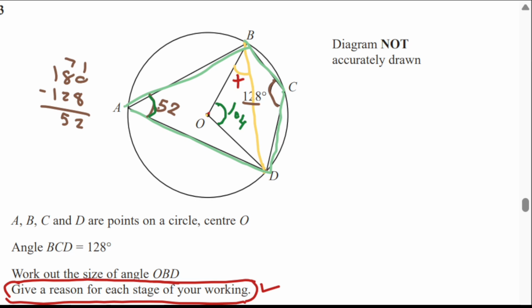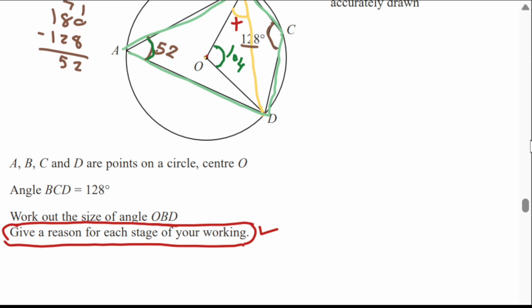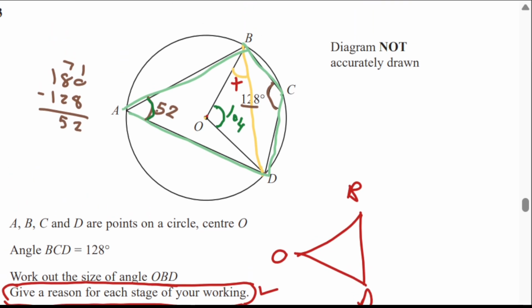Now let's draw triangle OBD. I'll just draw it here. So this is OBD. Did you notice this is an isosceles triangle? Because this side is a radius and this side is a radius, so they are equal. This is not a nice drawing, but anyway it works. So these are equal. That means these angles are equal.